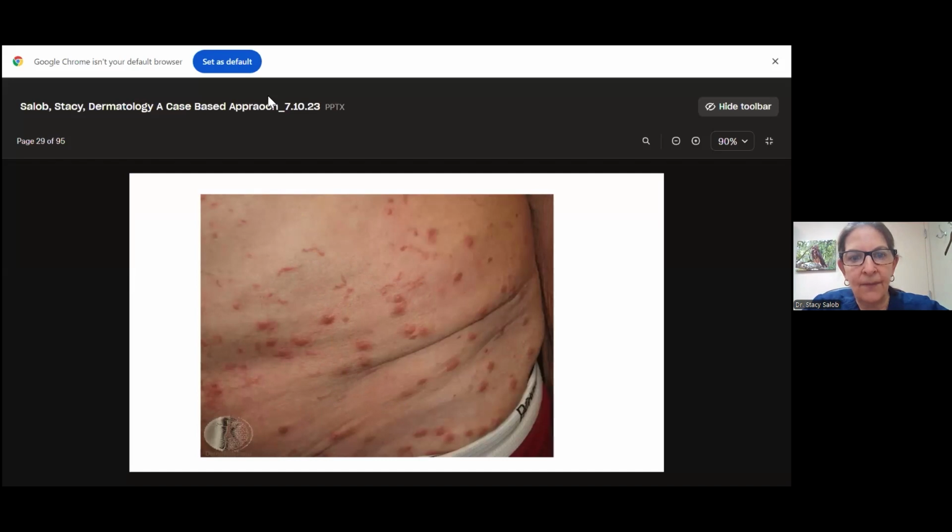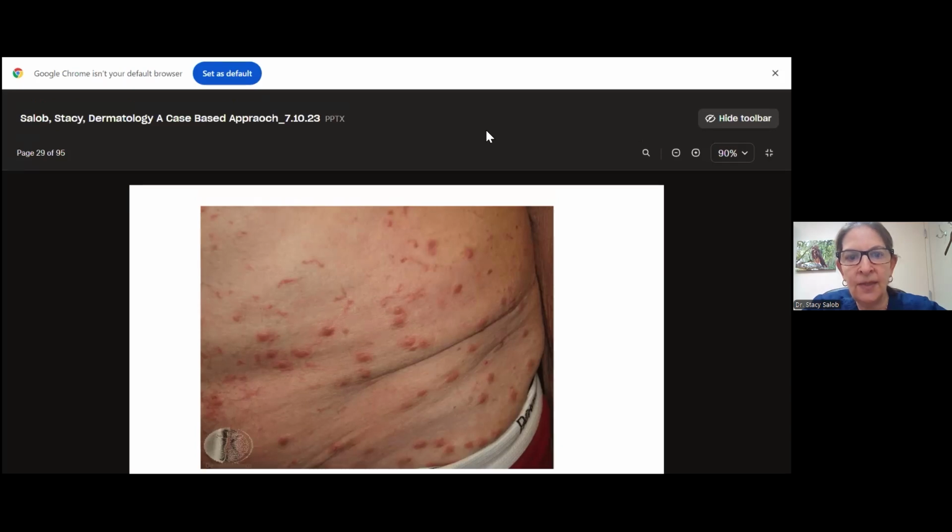I'll show you more pictures as we go that will help you, but do you have any ideas, at least in a differential, to think about what this might be? Oh, somebody said scabies. Well done. So this is scabies. Scabies can present with some pretty juicy papules and even small nodules, and it's extremely itchy and extremely contagious.